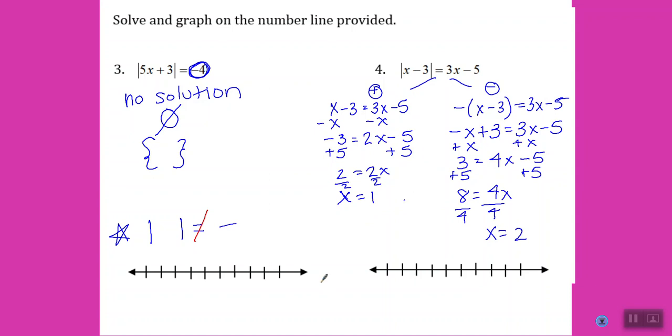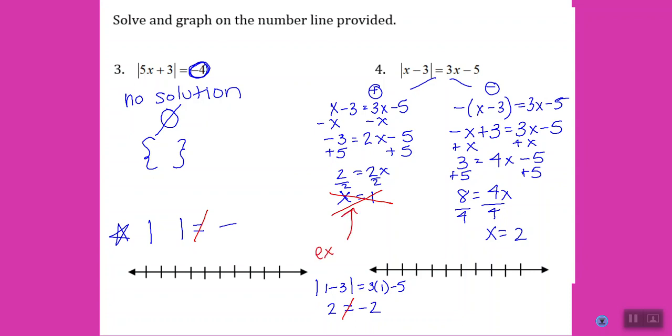So when I plug in the 1, I would have the absolute value of 1 minus 3 equals 3 times 1 minus 5. 1 minus 3 is negative 2. The absolute value of negative 2 is positive 2. Over here, 3 times 1 is 3, minus 5 is negative 2. Those are not equal, therefore this solution doesn't work.